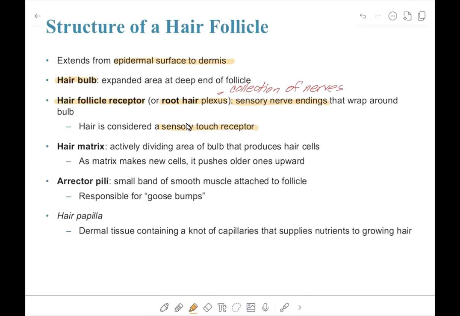The hair matrix is an actively dividing area of the bulb that produces hair cells. And then the muscle that I spoke of is the erector pili muscle. It's a smooth muscle attached to the follicle, and it's responsible for goosebumps. The hair papilla then is the dermal tissue containing a knot of capillaries that supplies nutrients to the growing hair.